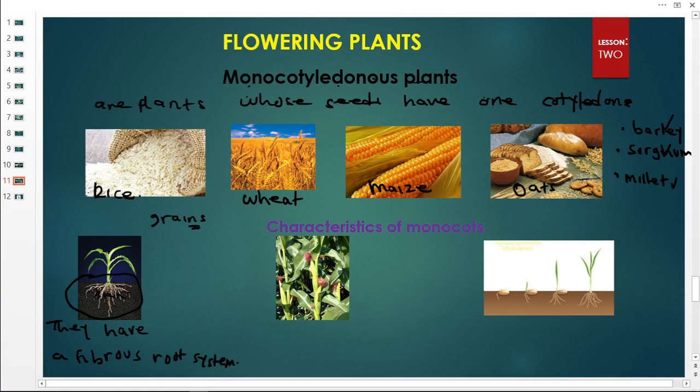Then from there, in this picture, we are looking at leaf venation. Remember we said leaf venation is the arrangement of veins in a leaf. This one is the main vein or the midrib. When you look at these veins, they are running alongside each other. So they are forming what we call parallel venation. Therefore, monocot plants have a parallel leaf venation. Then from there we are going to look at this. This one is showing us what we call a germination.